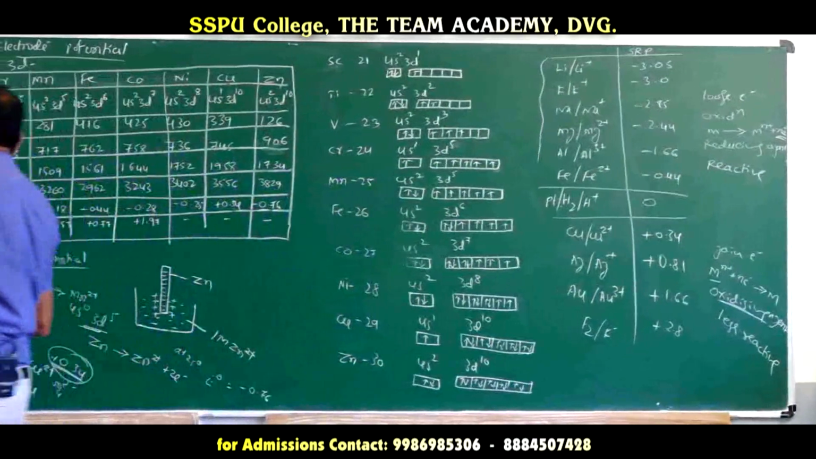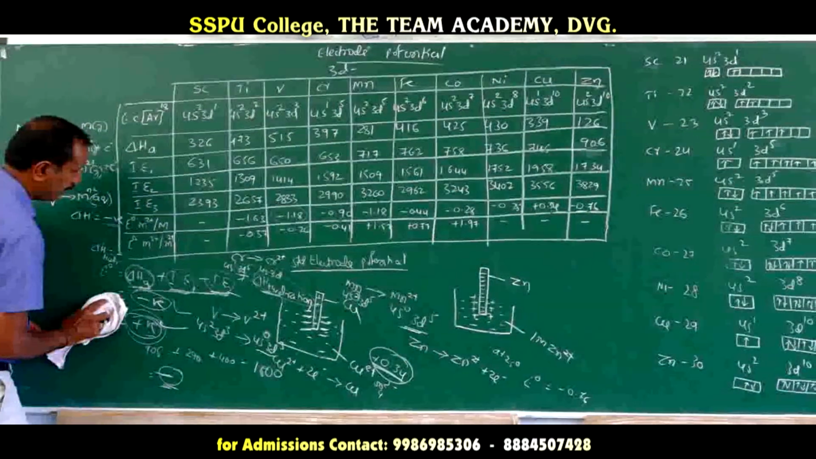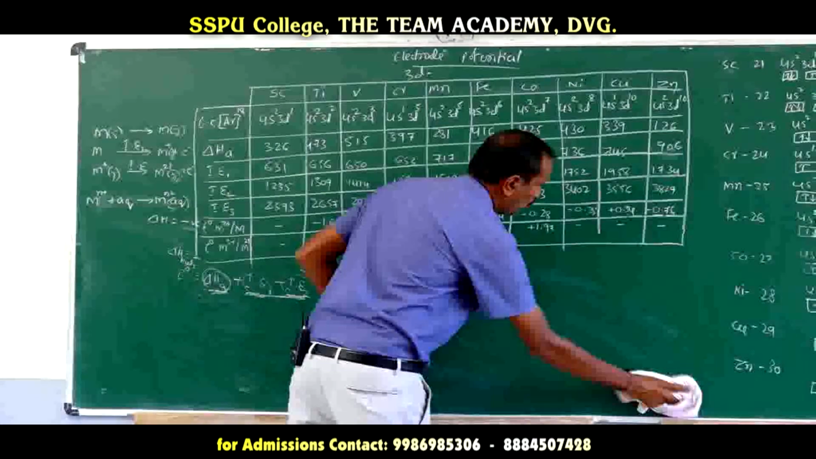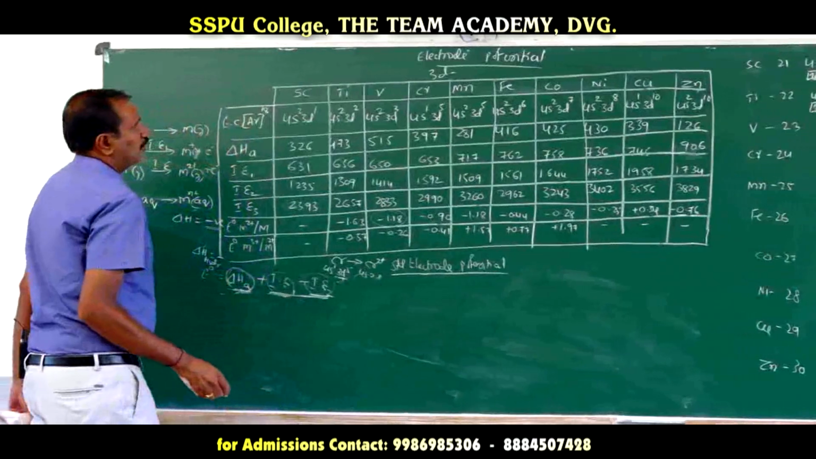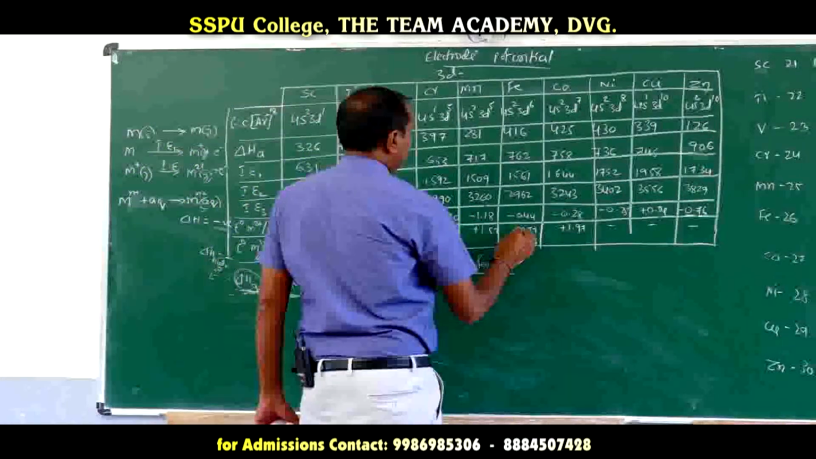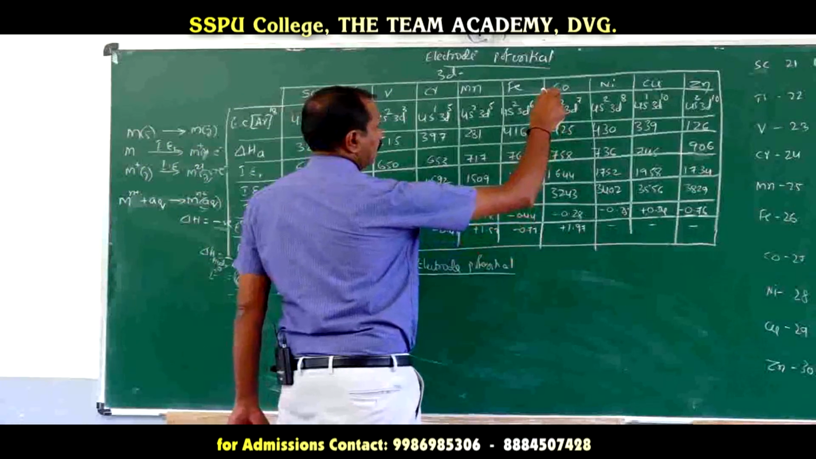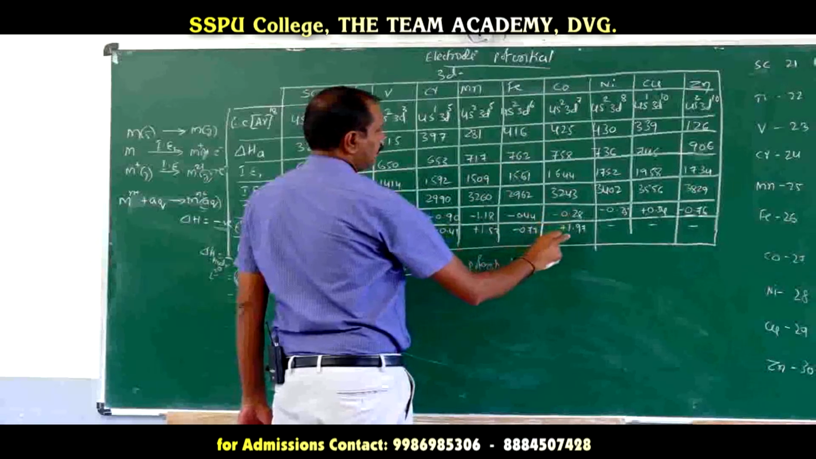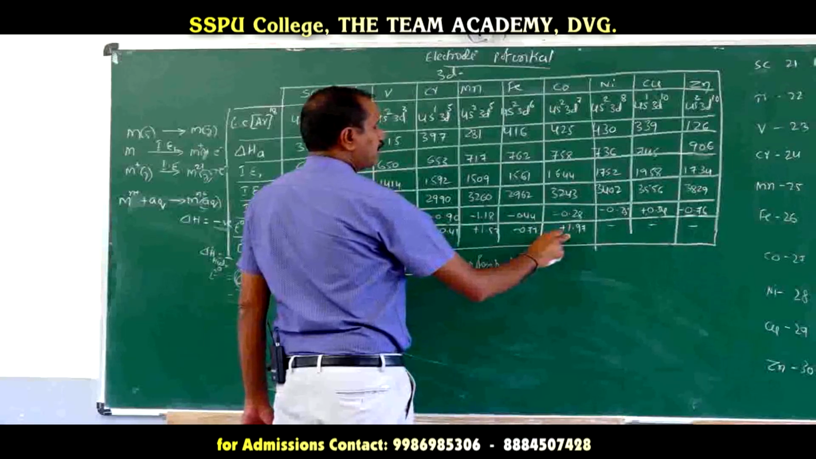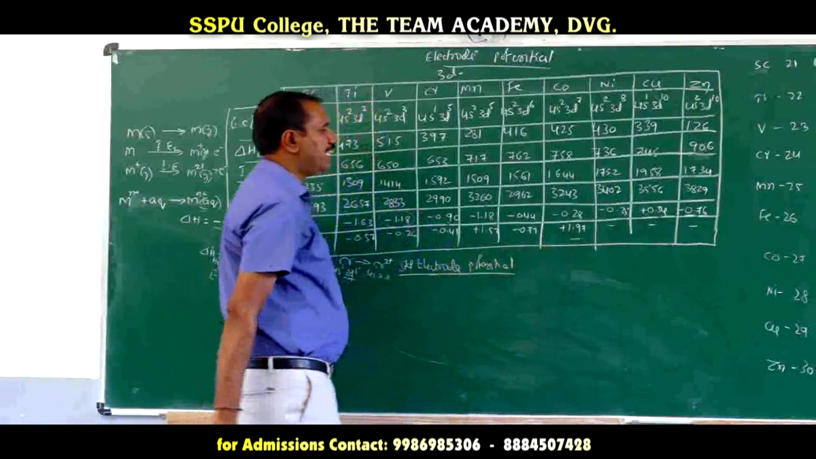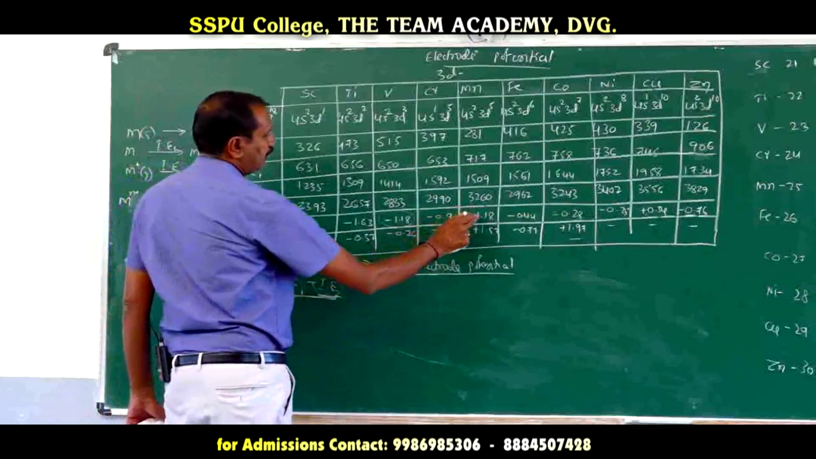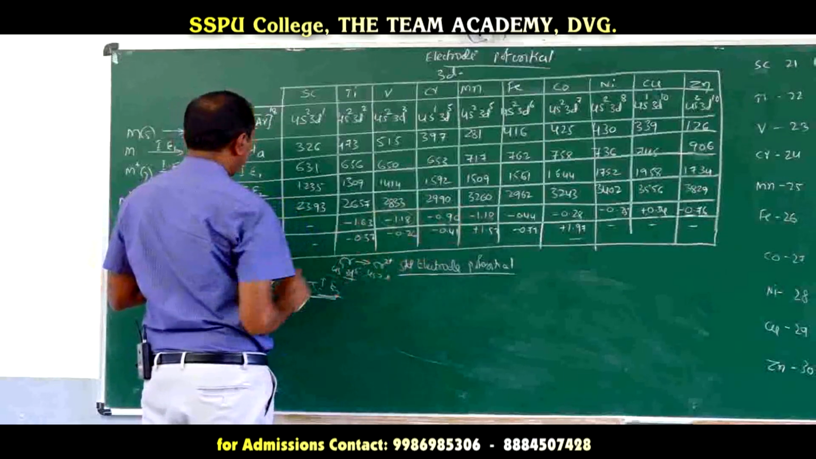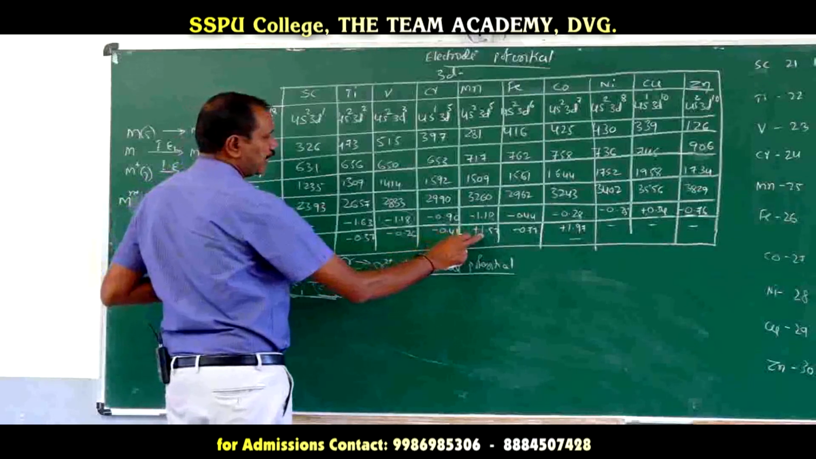Then we will go for M3+/M2+. Compare the two elements. In case of cobalt, M becomes M2+ is negative, but M2+ becomes M3+, that value is 1.97. Like that, in case of Mn, M2+/M, that is minus 1.8, but M3+/M2+ is positive.